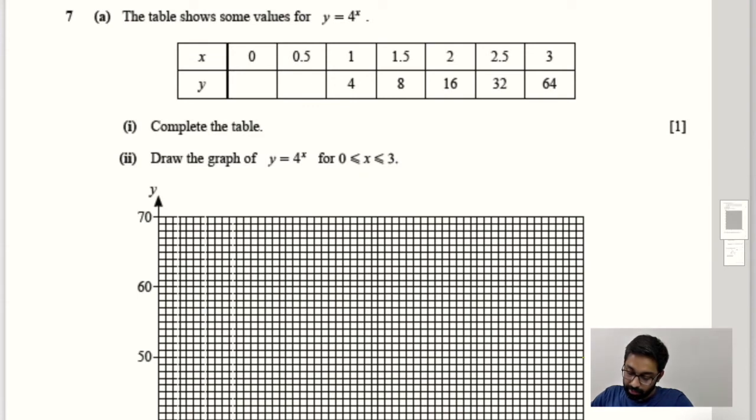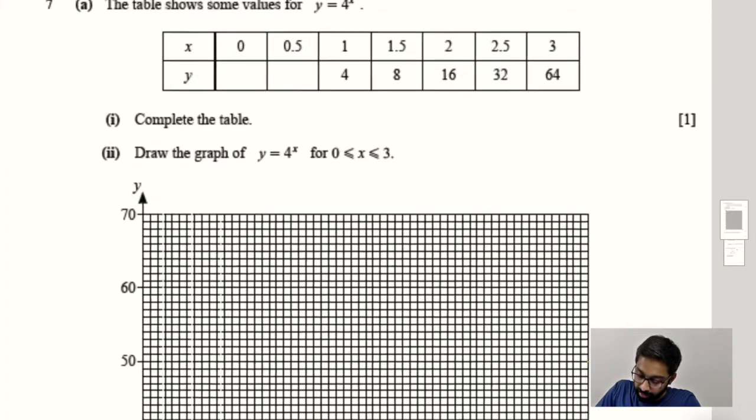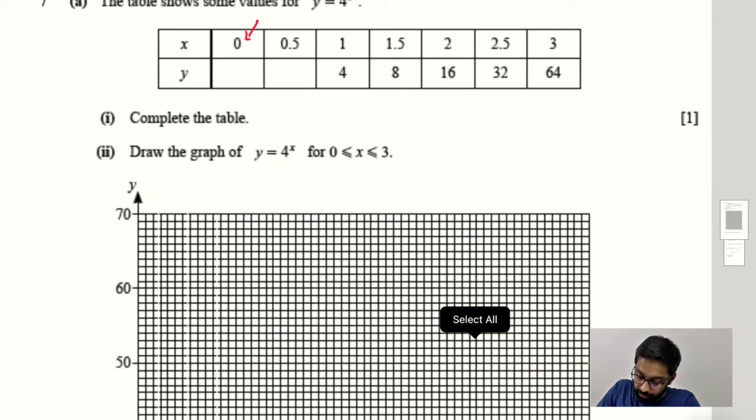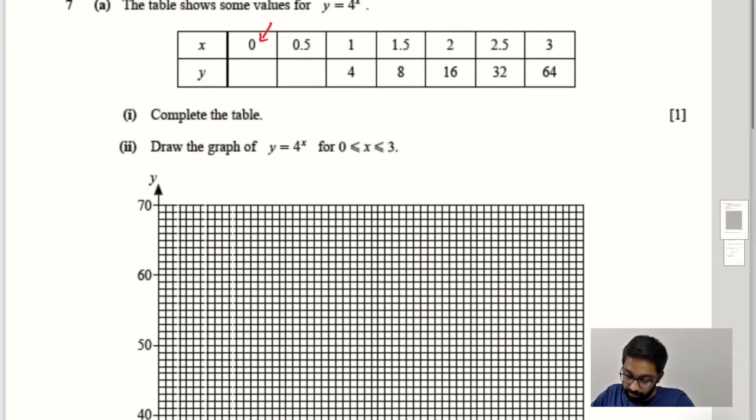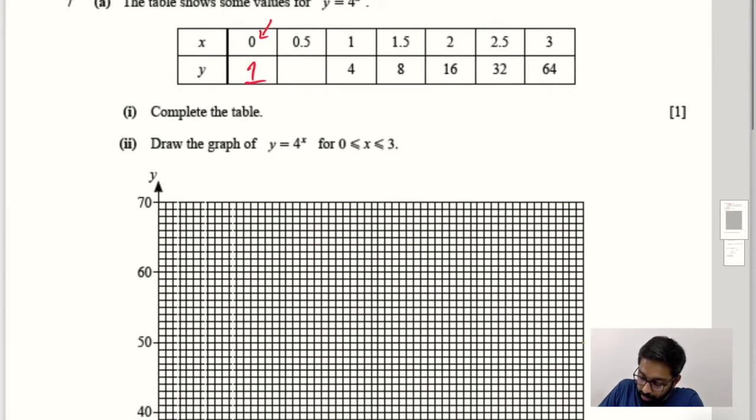Let's start. The first part of the question says the table shows some values for y equal to 4 to the power of x. Then they've given you a table with multiple values of y and of x. They say in the first part to complete the table. Now for the first value of x, which is 0, if you plug in 0 as the power of 4, any number to the power of 0 is 1. So you get 1 in this case.